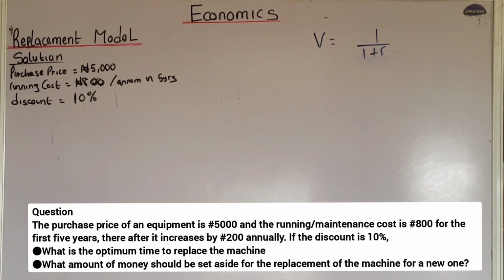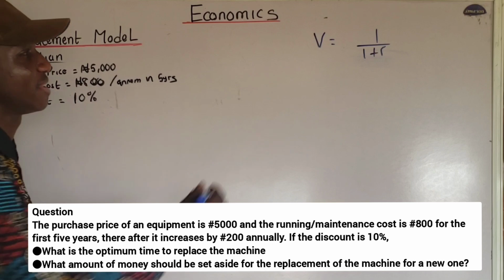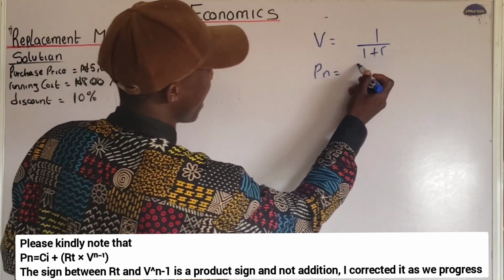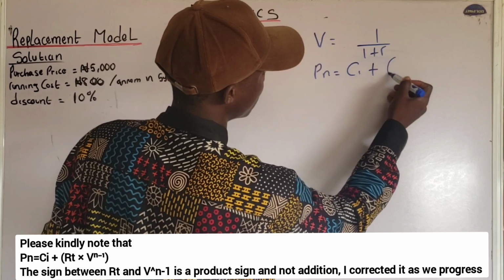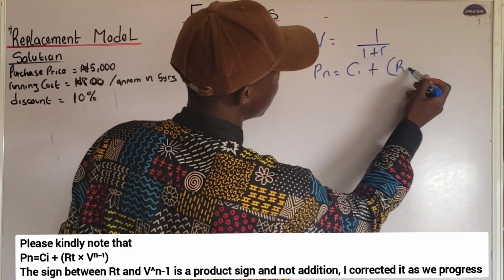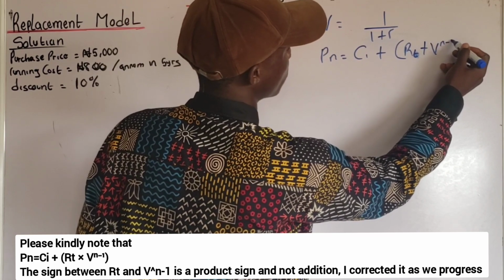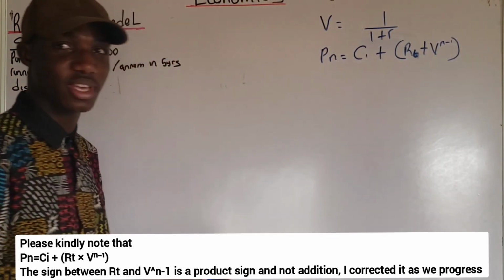The second formula is Pn is equal to Ci plus RT plus V raised to the power of n minus 1. That is the second formula. Okay, you just have to pay attention, I'm going to explain.